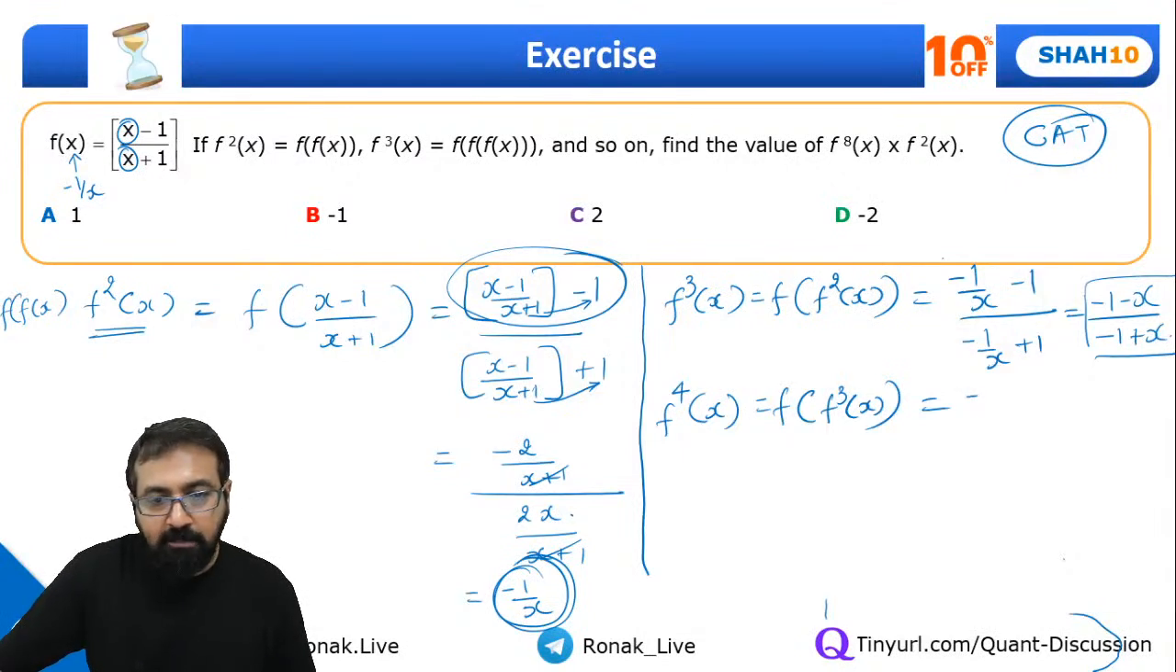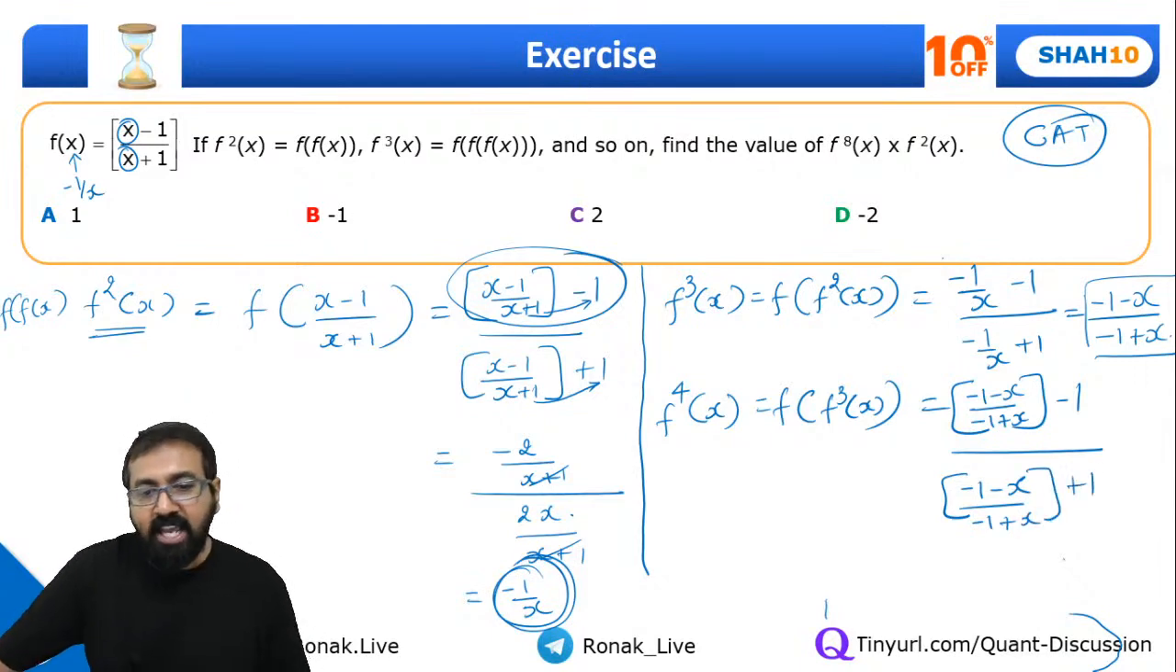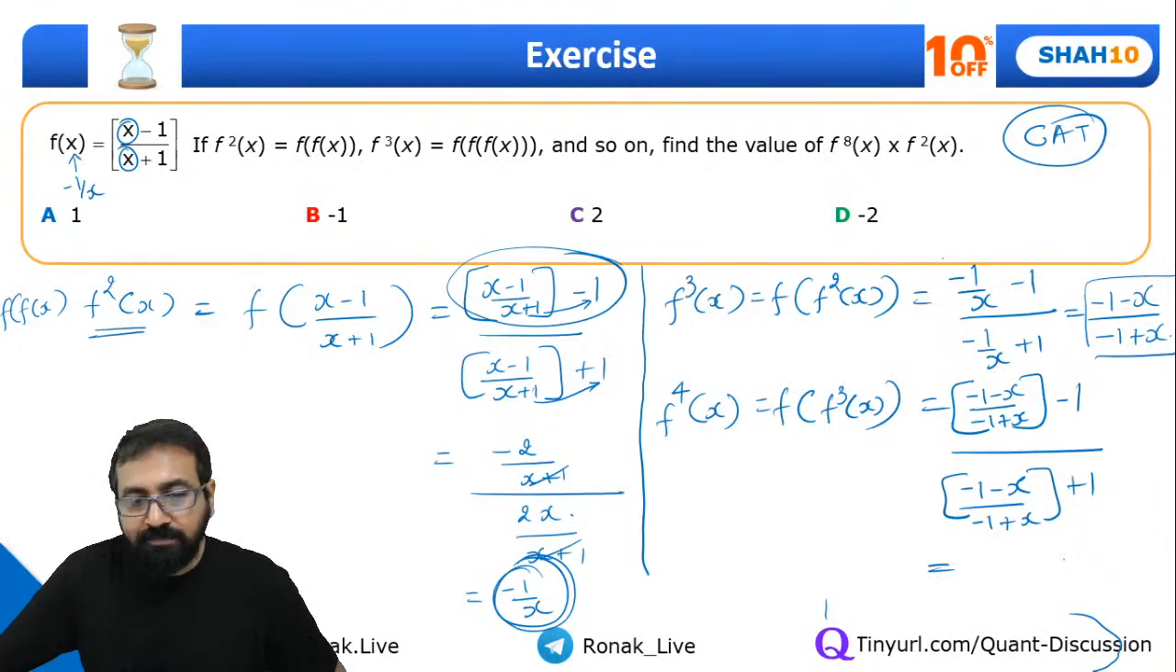So it will be (-1 - x)/(-1 + x), then (-1) divided by (-1 - x)/(-1 + x) plus 1. Right? And just solve this thing. What are you getting, everyone? So what will you get over here?